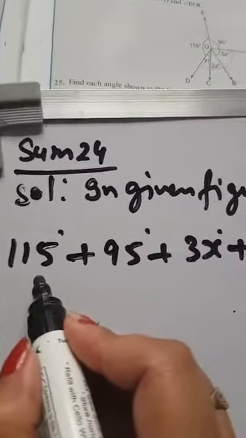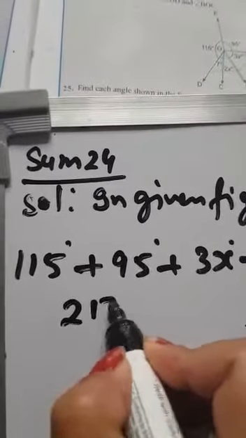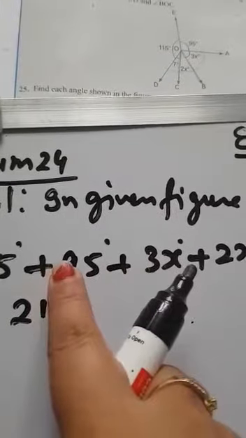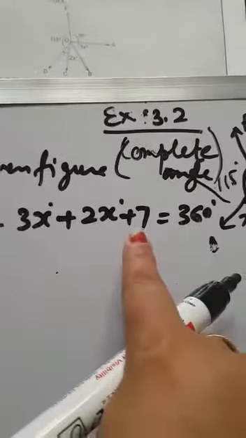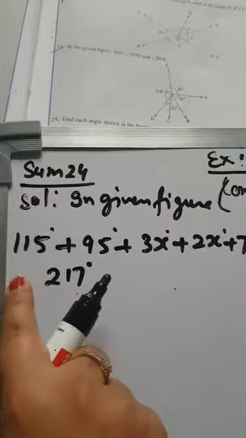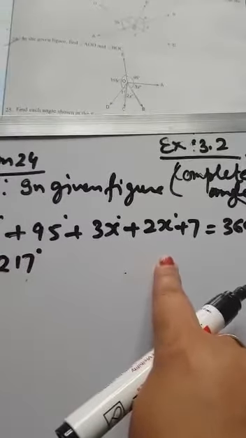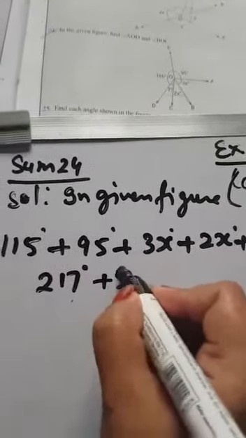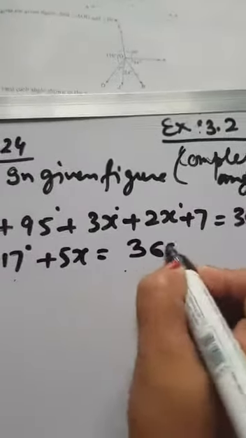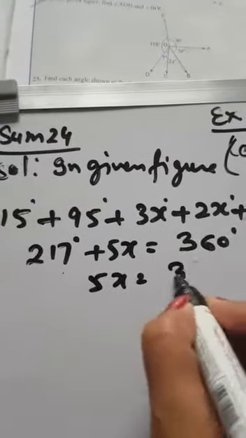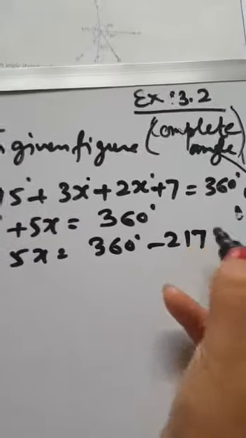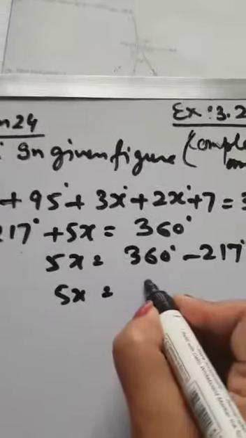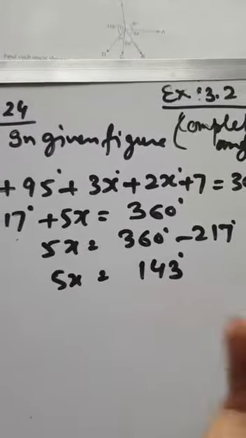And now see, 115 and 95 and 7 are also there. All these three numbers will give you a total of 217, and then 3x and 2x will give you 5x. It is 360 degree. 5x is equal to 360 minus 217 degree. When you subtract 217 from 360, you will get 143 degree.